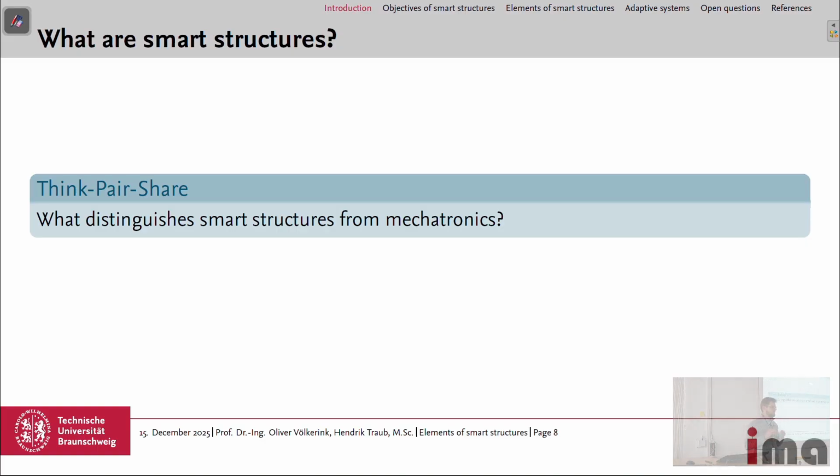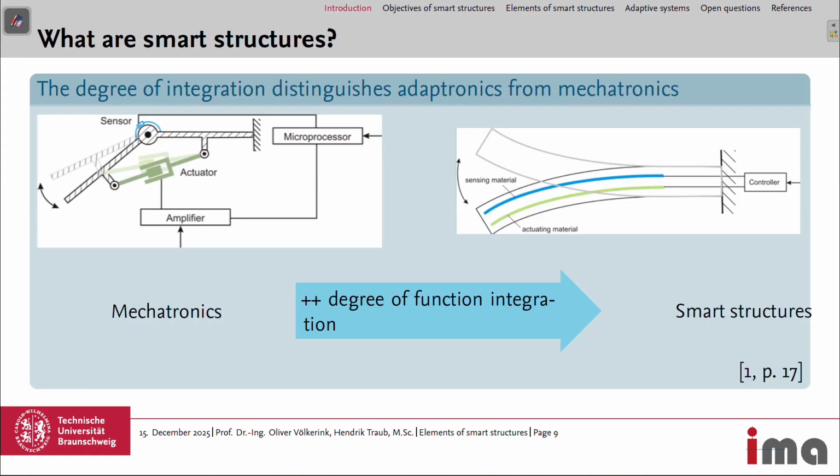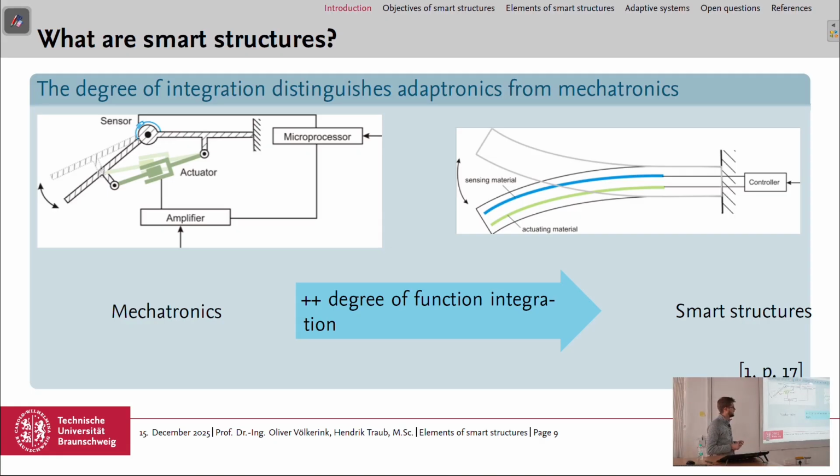What could be the difference between a smart structure and a mechatronics structure? Okay, the main difference is the degree of integration, which distinguishes adaptronics or smart structures. I also used the term a bit mixed, so I replaced it in most of the cases with smart structures, but not in every place. And the difference is the degree of function integration.